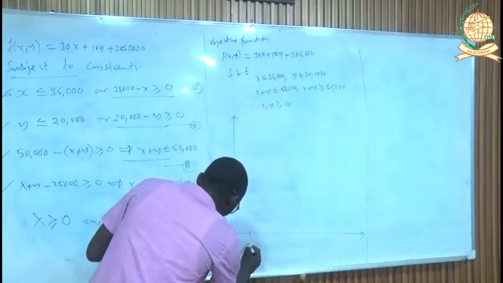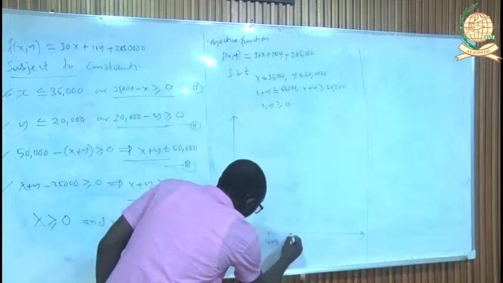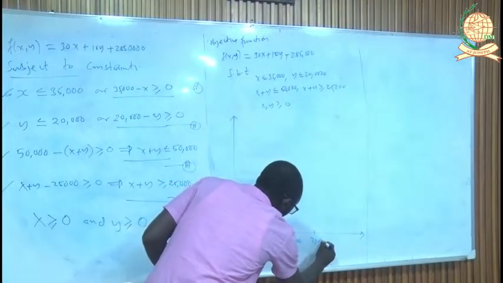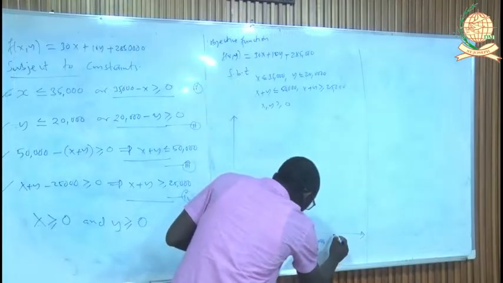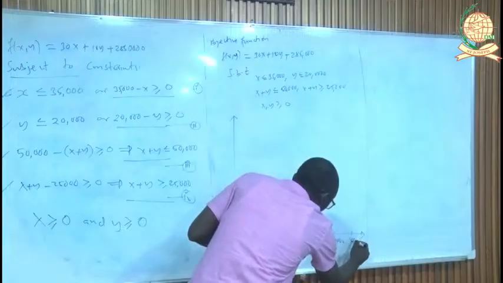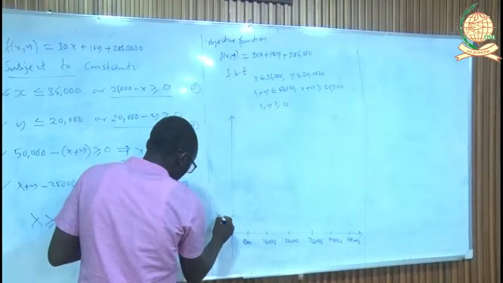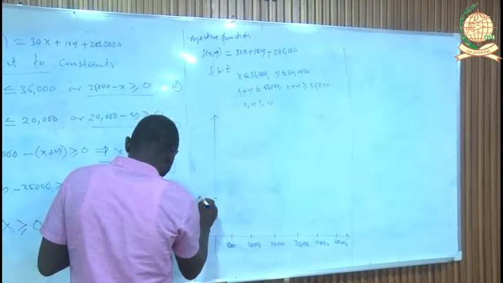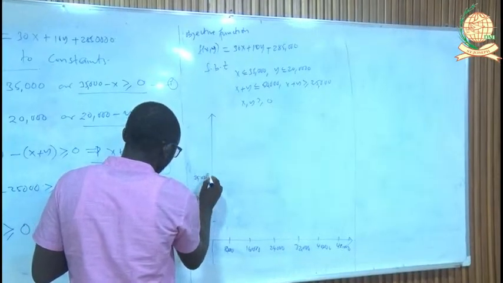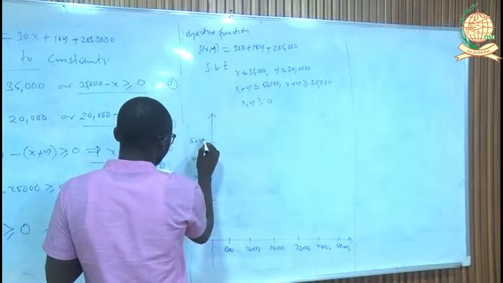We're going to have here 8,000, 16,000, 24,000, 32,000, and 40,000, and 48,000, then 10,000, 20,000, 30,000, 40,000, and 50,000.